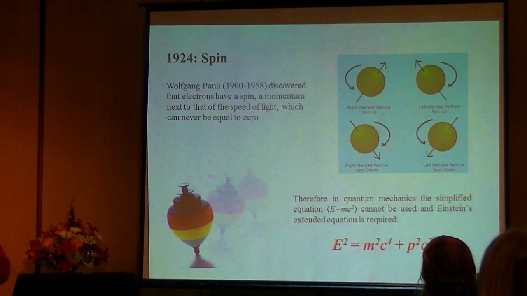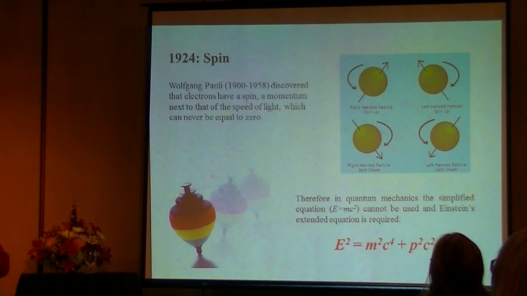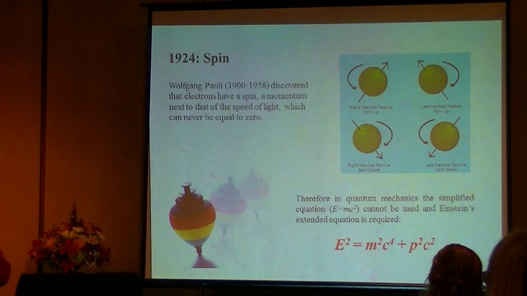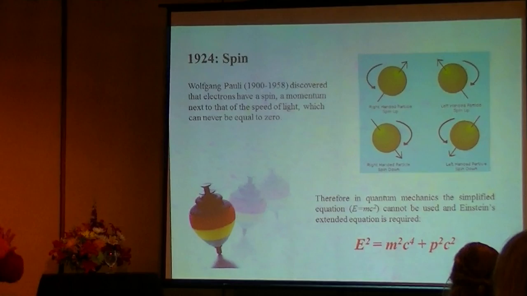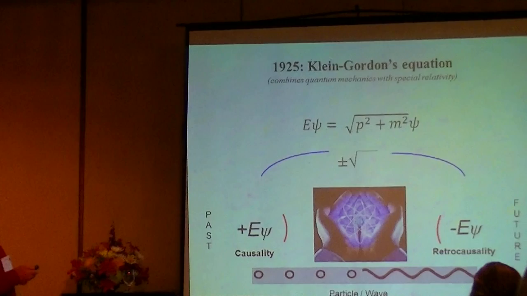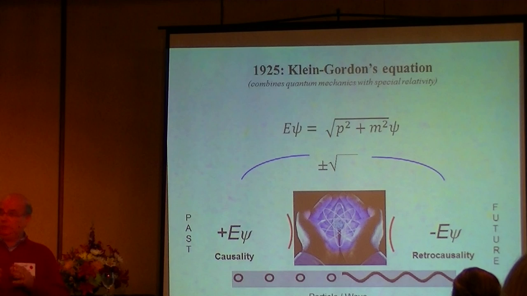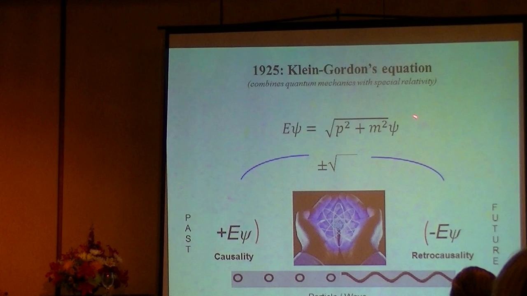1924, when Wolfgang Pauli discovered that particles have a spin, which is very fast and is approximately the speed of light. So in quantum mechanics, it should not be allowed to use the simplified Einstein equation, but the full energy momentum mass equation has to be used. In 1925, as a consequence of Pauli's discovery, two physicists, Klein and Gordon, produced the first equation which combines special relativity with quantum mechanics. Here we have special relativity, energy, momentum, mass, and this is quantum mechanics here.